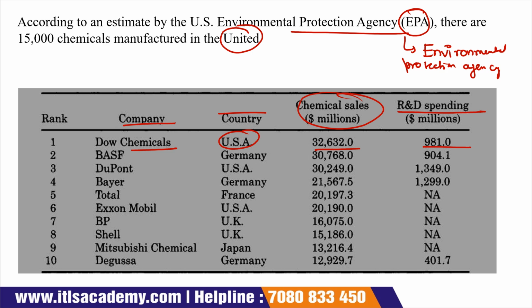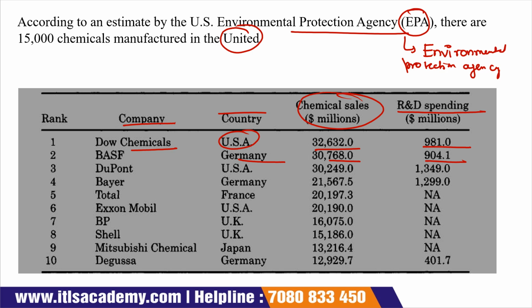Okay, so the next company is BASF, that belongs to Germany, and their chemical sales are around 30,768 million dollars, and they spend in R&D around 904.1 million dollars.